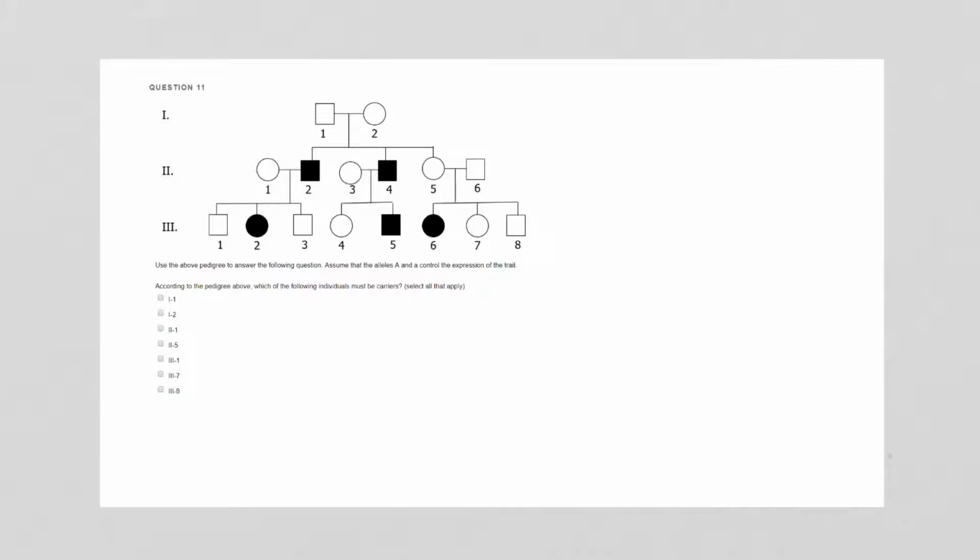Here we want to know which of the following individuals must be carriers. Well, the ones at the top would definitely be carriers because they've got children that have it. This one here would have to be a carrier because they're able to also pass that on to their child. This one would have to be a carrier as well because they have a child that has it down below. These two would be carriers. They have a child that has it below.